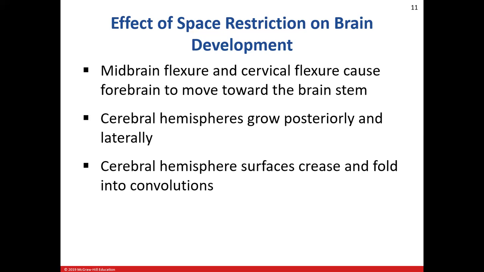Our cerebral hemispheres, as they develop and get larger, will actually grow posteriorly and laterally. So they're growing more towards the back of the head and outward. Our cerebral hemisphere surfaces then start to crease and fold into what we know as convolutions. And as they crease and fold, it allows us to continue to develop and create more tissue in a restricted area.